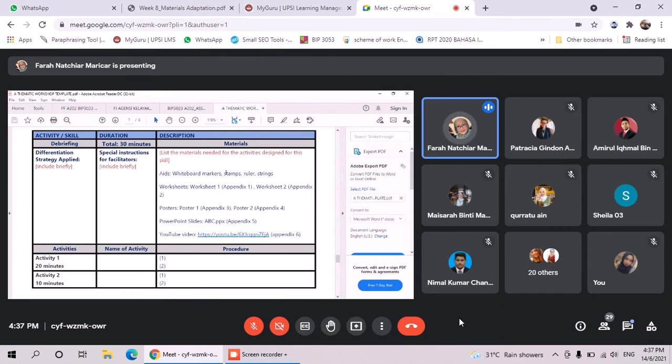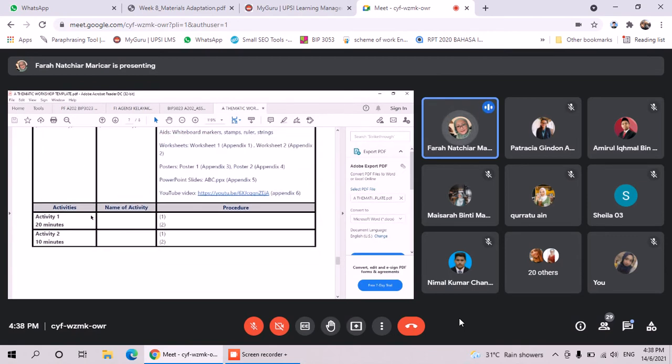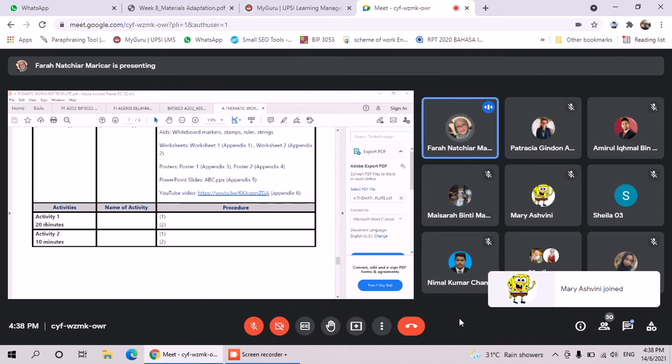We should have some aids here, or stationery. And then you have the poster. If you want to have a poster, fine; if you don't want, that's fine. This is not set. It depends on what your activity is. I've also put the columns at the bottom here: name of activity, procedure. For debriefing you may have 2 activities. And then you have to have the time.